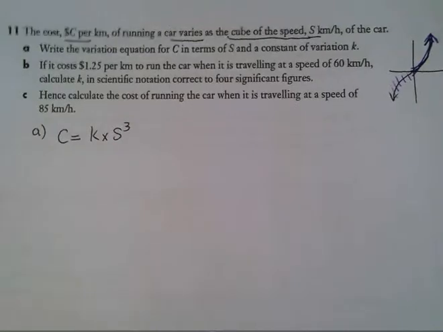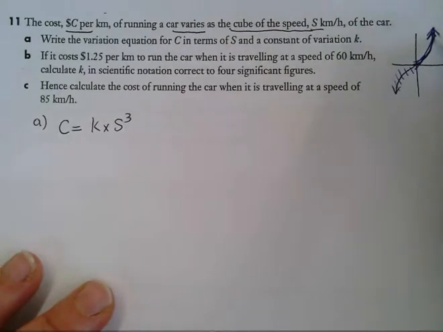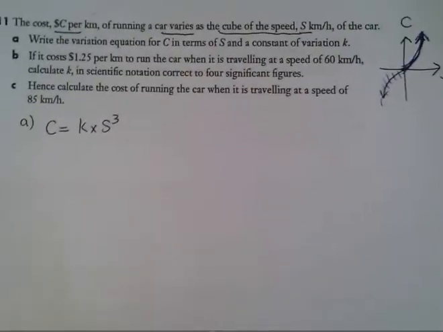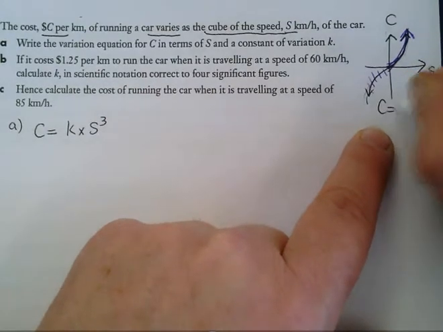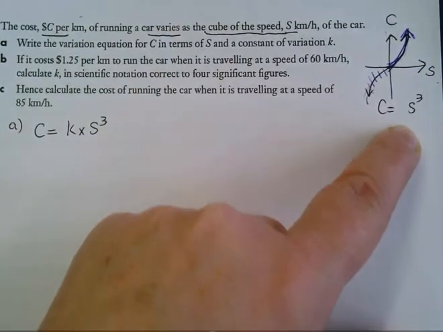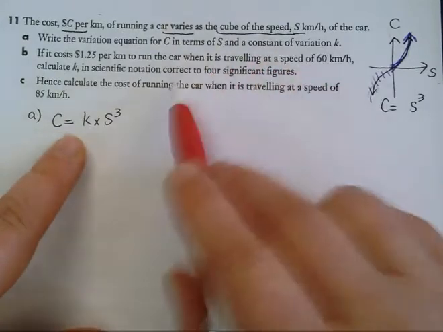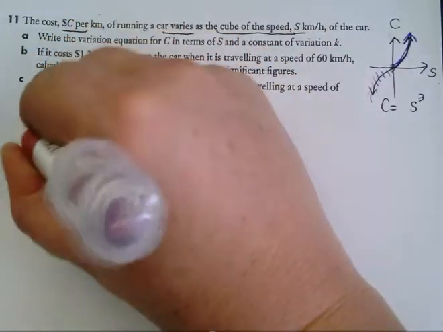Okay? So girls, very similar to what we were doing before. If this question had a graph associated with it, it would look like that, but you would not see this portion of the graph. You would only see the C axis and the S axis, but that is the graph C equals something times S cubed. I'm about to work out what that something is. This is the variation, C in terms of S and k, but the problem is I haven't got any information yet. So that's our first equation.